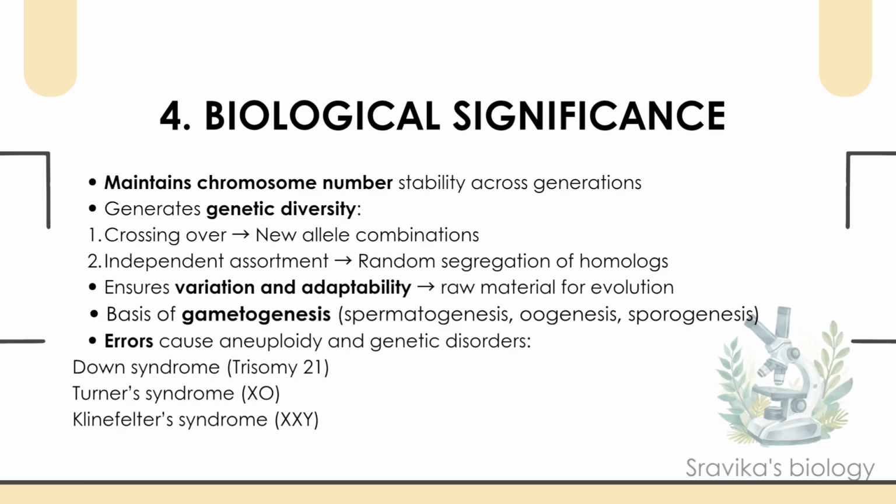Why does meiosis matter biologically? It maintains chromosome number across generations by producing gametes so that fertilization restores diploidy. It generates genetic diversity by 2 mechanisms: crossing over, exchange between non-sister chromatids, and independent assortment of homologs at metaphase I. This diversity is the raw material for evolution and adaptation. Meiosis underlies gametogenesis, spermatogenesis, oogenesis, and in plants, sporogenesis. Errors in meiosis cause aneuploidies, such as Down syndrome, trisomy 21, Turner syndrome, XO, and Klinefelter syndrome, XXY.